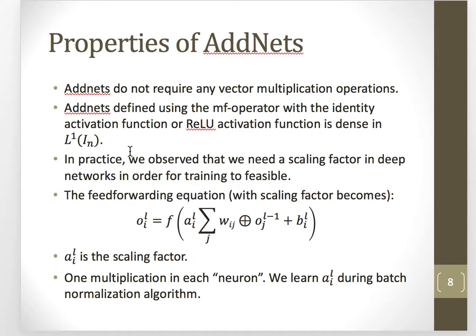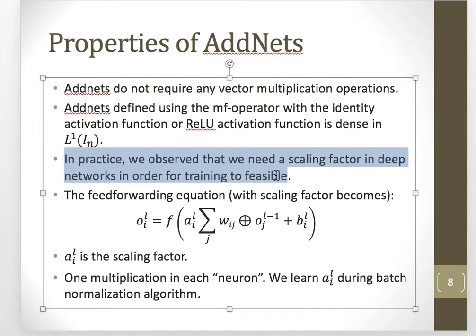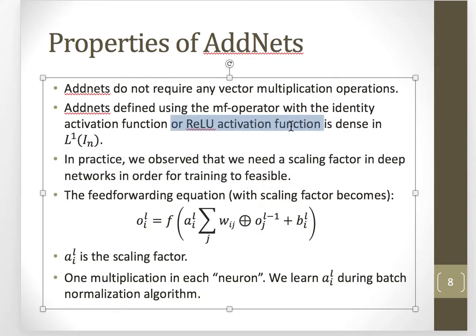And so obviously it doesn't require any vector multiplications. In practice, we observe that we need a scaling factor. We actually use the ReLU activation function in this neural network, and we observe that we have to change the slope of the ReLU.